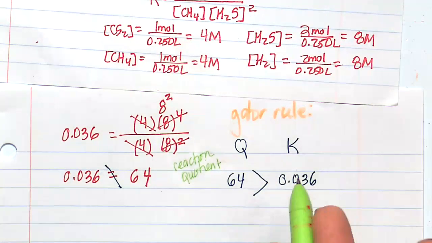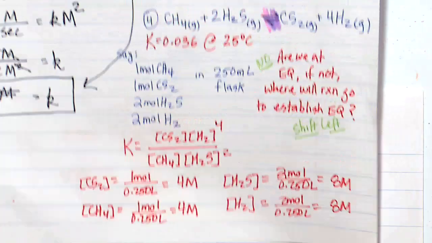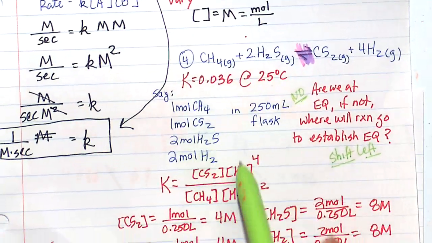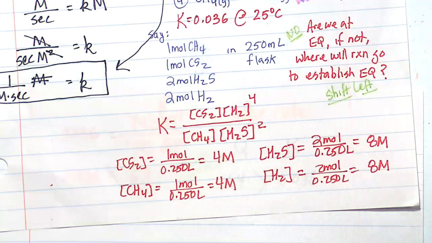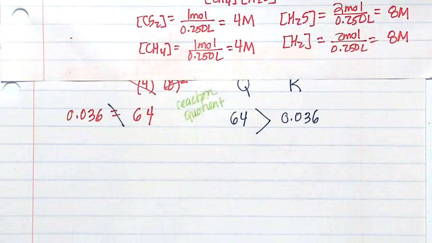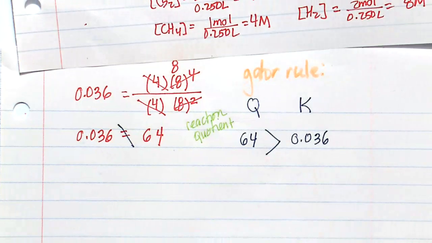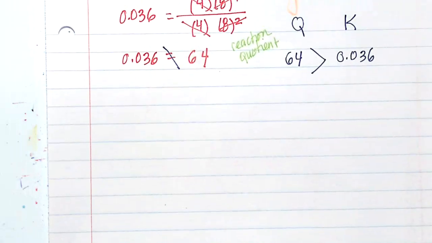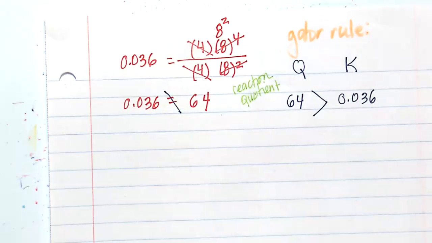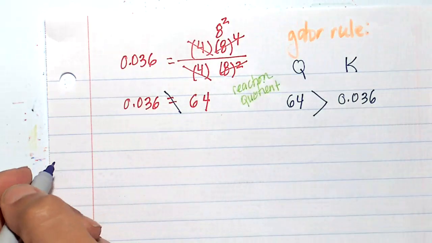Say hypothetically Q is equal to K when you do your problem. If Q does equal 0.036, then all these concentrations are indeed at equilibrium. But they're not equal to 0.036, so we're not at equilibrium. And that's okay. It will go to equilibrium by shifting to the left, because that's where the alligator jaws point to. Okay? All right, so a problem like that on the exam, multiple choice part. All right, let's move on to our next bullet point here.